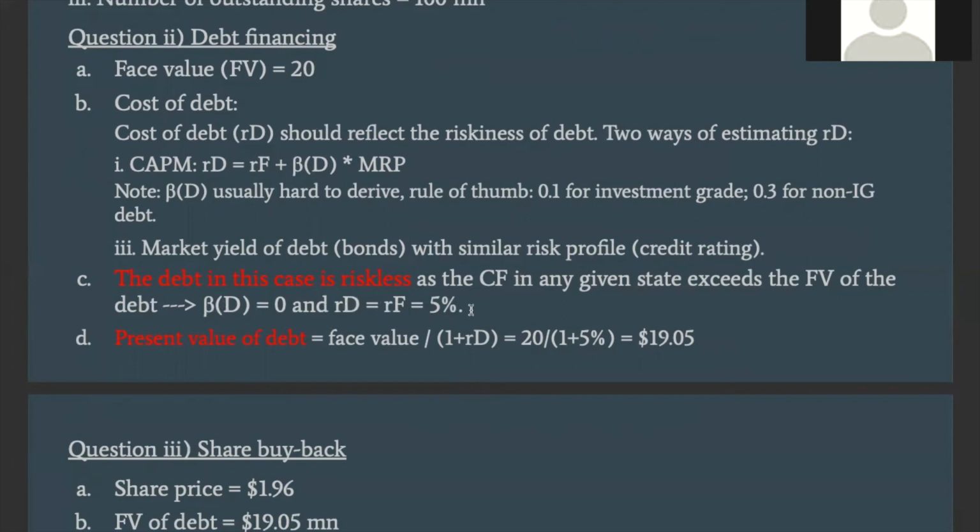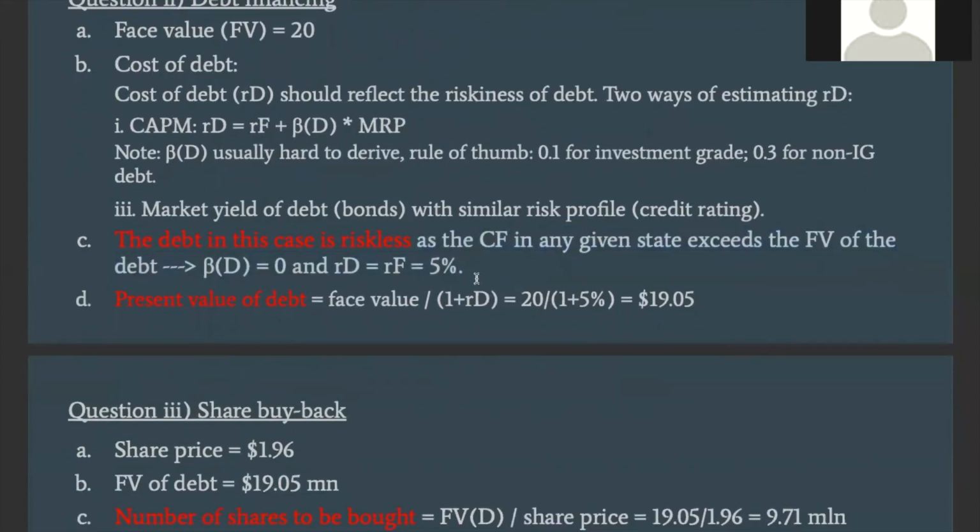Right? So I think one of the most important things to remember here is to try to understand what is the risk of this debt. And since in this case, we already know all the cash flows that we expect in every given state, it's just understanding whether there are any given states when the cash flows would be lower than the debt value. If this is not the case, then the debt is considered as riskless.